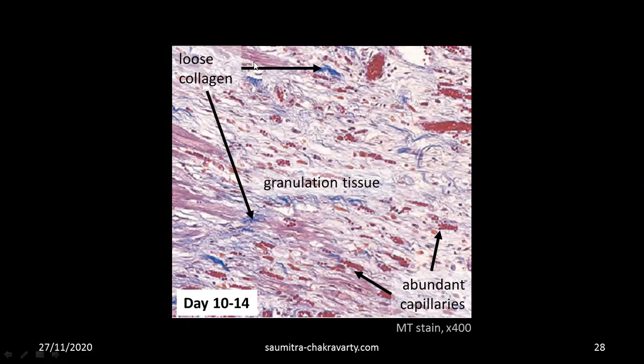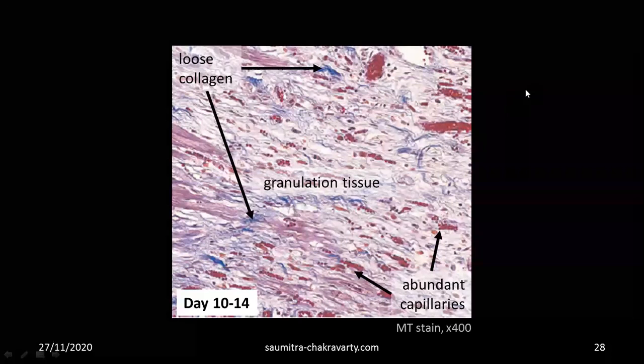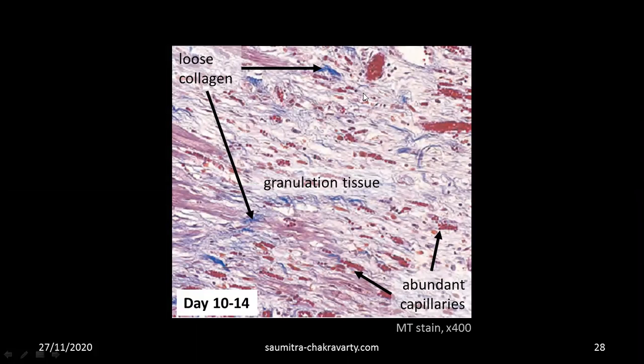Okay. Now, this scar, you see these blue fiber-like things. These are the collagens that are being newly deposited, and these are the new blood vessels. You can see the red groups of things. These are new blood vessels. They have got RBCs within them. So these are capillaries. So granulation tissue is being formed at 10 to 14 days.